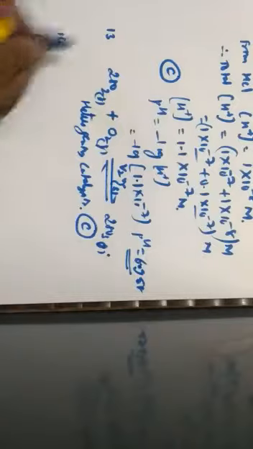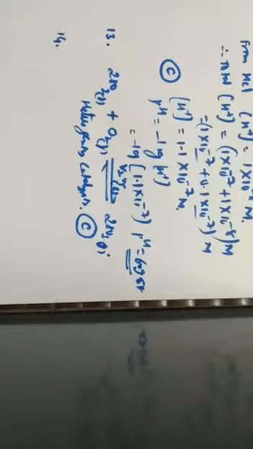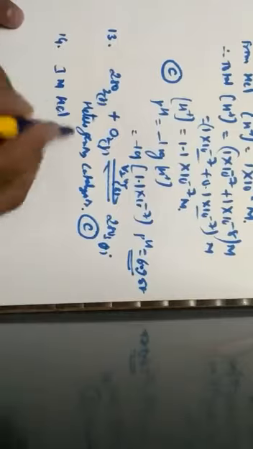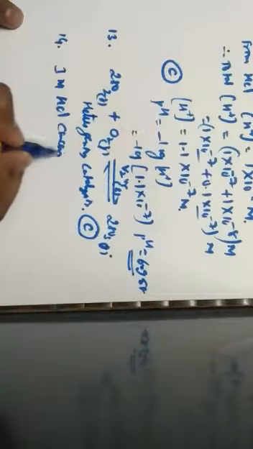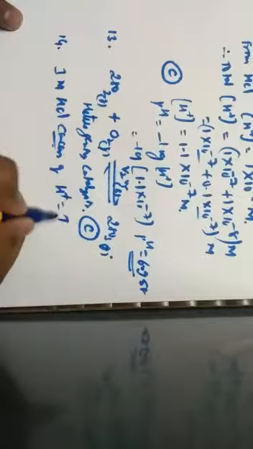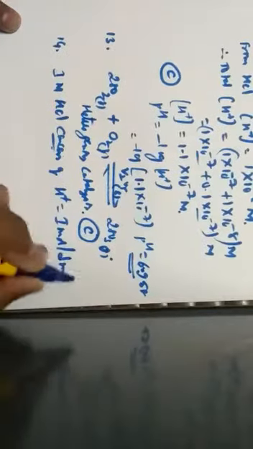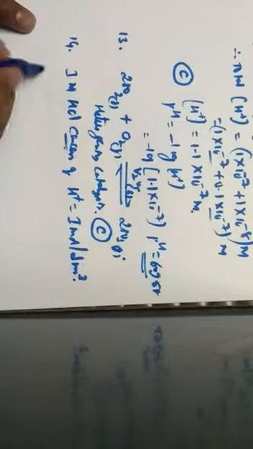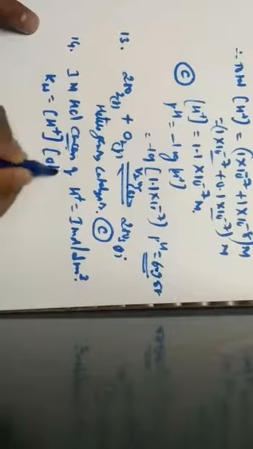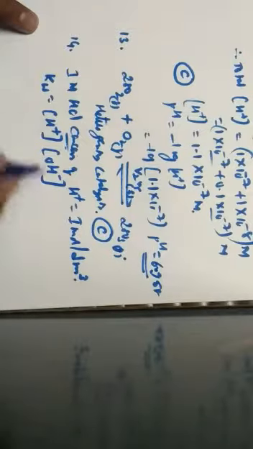Next one, question number 14. It has been given: the hydroxyl ion concentration of 1 molar HCl is. So they have given 1 molar HCl, and they are asking for the concentration. We know that for 1 molar HCl, the concentration of H+ is 1 mole per dm cube. In the same way, we know that the ionic product of water is nothing but the concentration of H+ into the concentration of OH- ion.